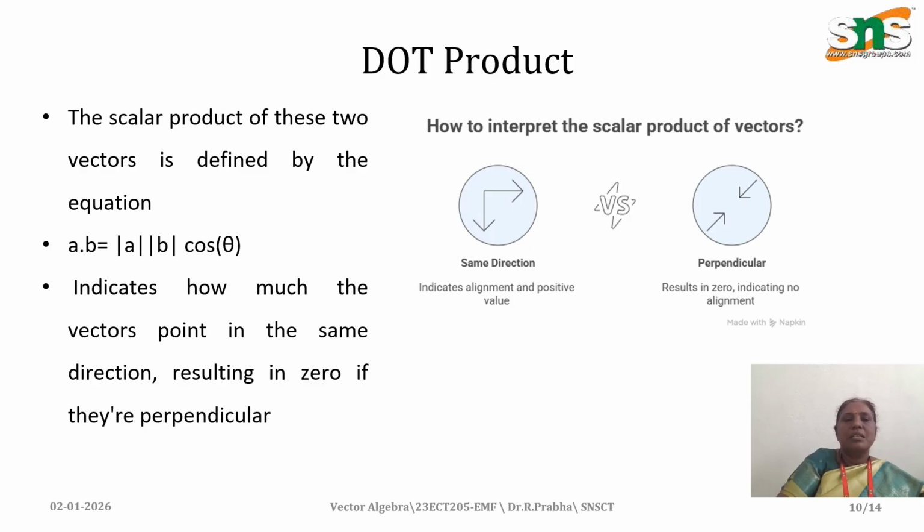First we are seeing the scalar product or dot product. The scalar product of the given two vectors A and B is given by the equation A dot B is equal to magnitude of A, magnitude of B, cos theta. Here theta is the angle between the two vectors A and B, and this dot product indicates how much the vectors point in the same direction, resulting in 0 if they are perpendicular. So if the two vectors are perpendicular, the dot product becomes 0.